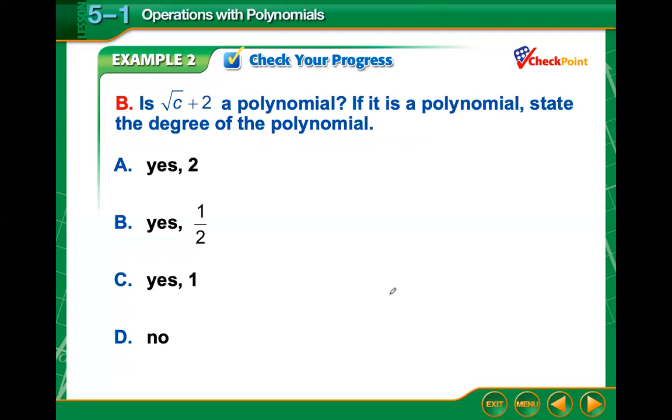All right, go ahead and try square root of c plus 2. Is it a polynomial? And if so, what is the degree? All right, so you should have written no because square root of c cannot be written as a monomial.